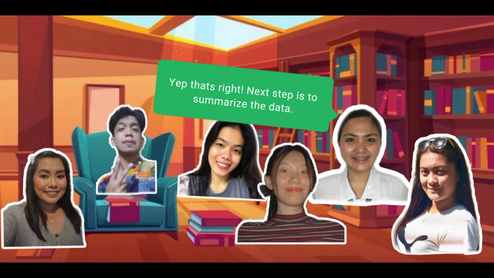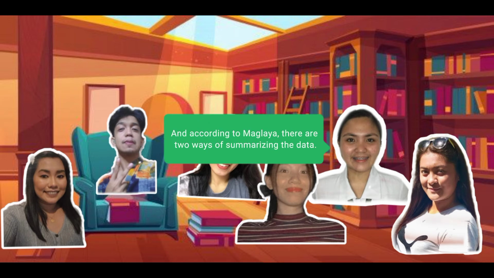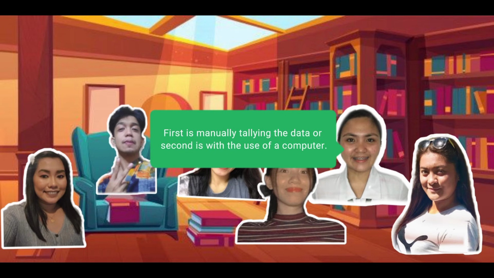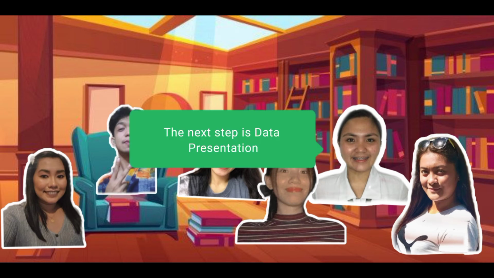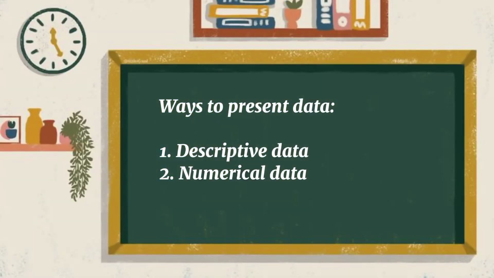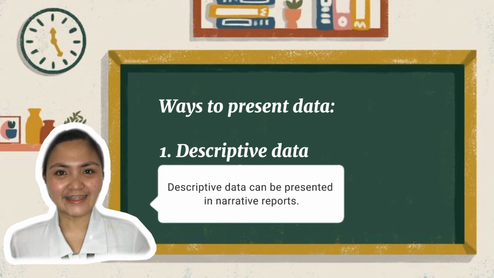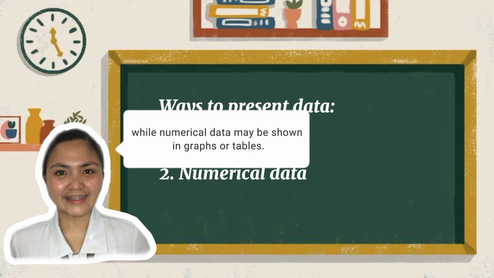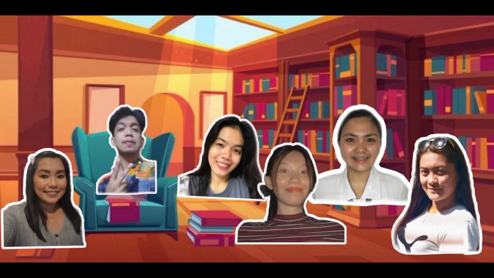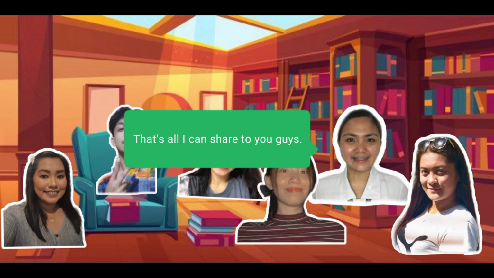Yep, that's right. Next step is to summarize the data. And according to Maglaya, there are two ways of summarizing the data. First is manually tallying the data, or second is with the use of a computer. The next step is data presentation. Ways to present data. 1. Descriptive data. 2. Numerical data. Descriptive data can be presented in narrative reports, while numerical data may be shown in graphs or tables. That's all I can share to you guys.